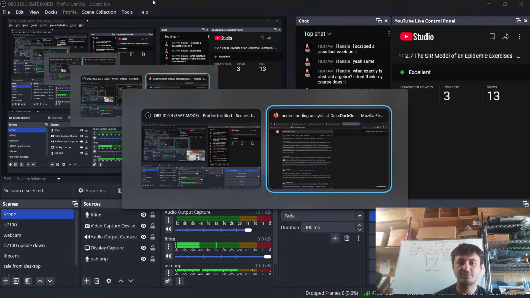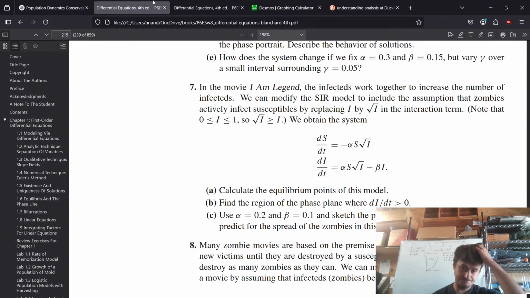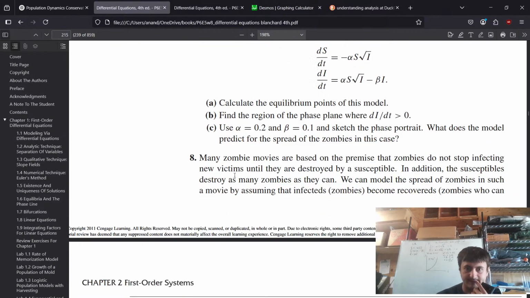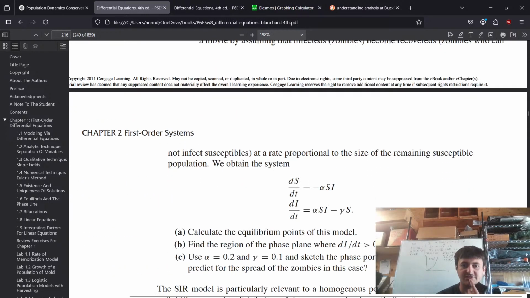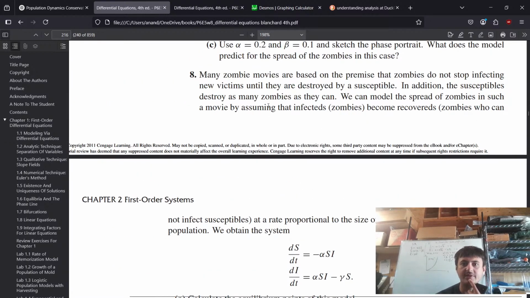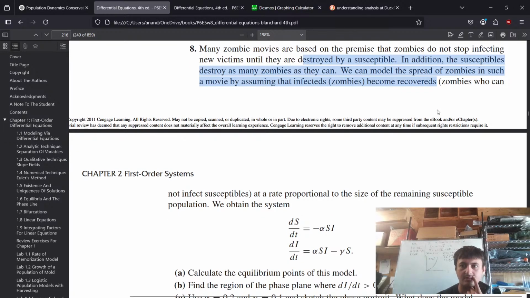Okay, let's read the next problem while that's happening. I kind of want to just get into the review exercises. Let's skip 8. Well, I think 8 we have to do. Many zombie movies are based on the premise that zombies do not stop infecting new victims until they're destroyed by a susceptible. In addition, the susceptibles destroy as many zombies as they can. We can model the spread of zombies in such a movie by assuming that the zombies become recovered, i.e., zombies who cannot infect susceptibles.